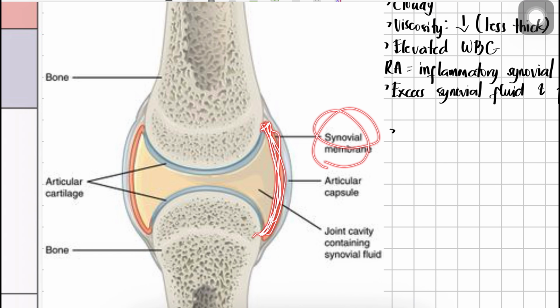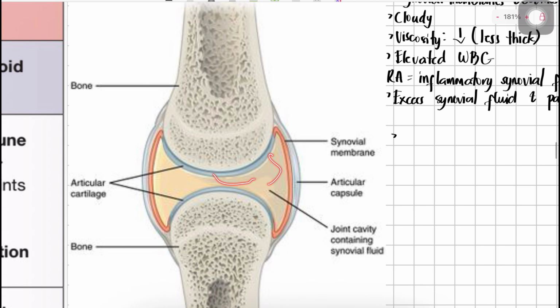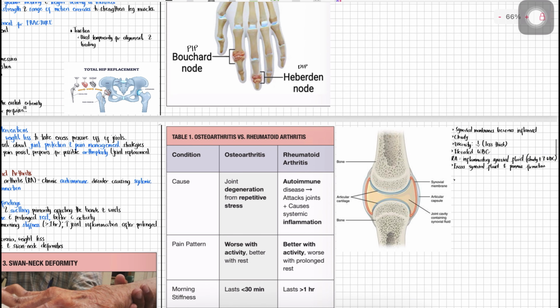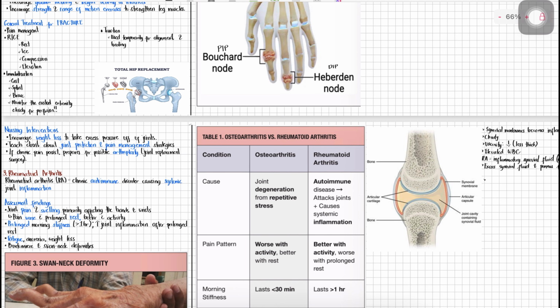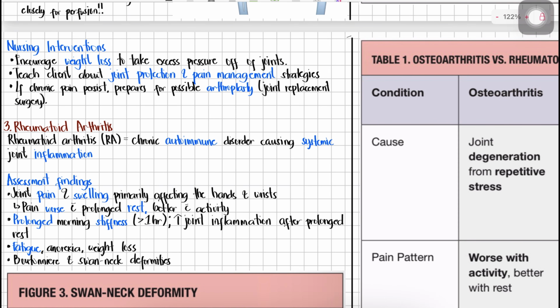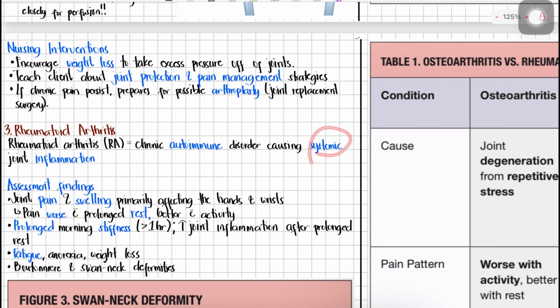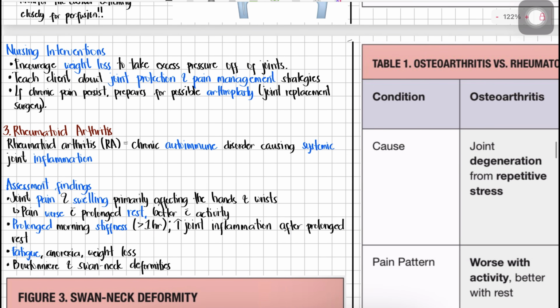Ano yung function niya na sinabi natin kanina? It produces your synovial fluid. That's why, guys, doon sa synovial fluid, nagiging cloudy siya and also increase ang WBC. And since inflamed yung synovial membrane, guys, there is an excess, okay, production of the synovial fluid. Okay? So as a result, guys, rheumatoid arthritis causes chronic systemic inflammation, meaning kumakalat siya sa ibang parts ng ating katawan. Okay, so what are the clinical manifestations of your rheumatoid arthritis?